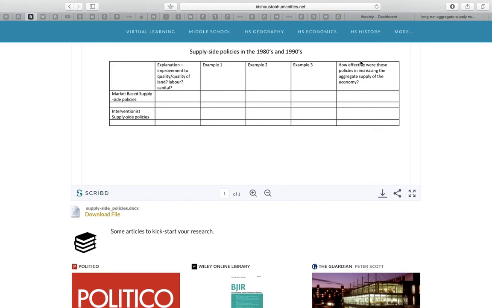You can also then, in this final column, talk about how effective these were in actually seeing an increase in the overall growth rate of the economy. Now, for this final column, Cognity is where you're going to look. It's important that you're looking at the supply-side chapter.